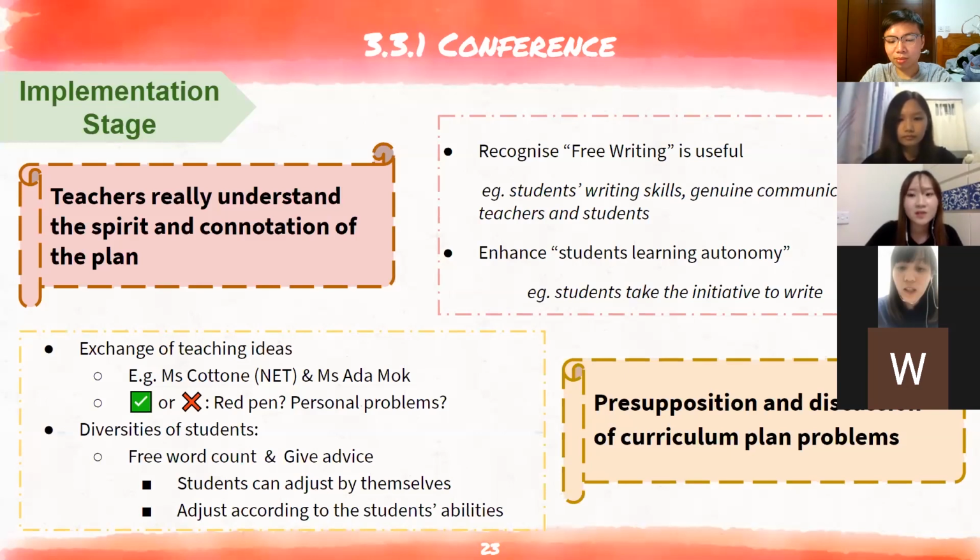Regarding the presupposition and discussion of curriculum plan problems, we can observe that there is no exchange of teaching ideas. Ms. Cotton and Ms. Mock both have different ideas on whether they should use red pens on personal problems or not. There is no consensus, so they have different ways in the end. That shows there is a lack of discussion of the curriculum plan.